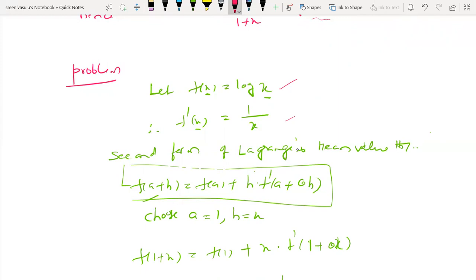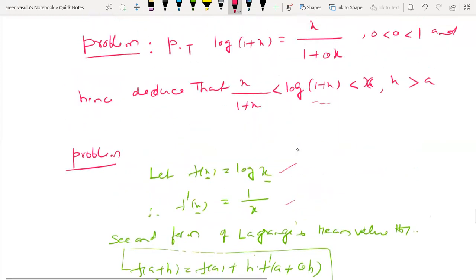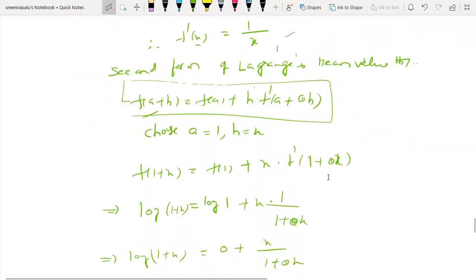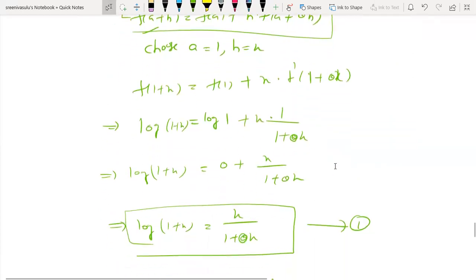a plus theta h. Now in our problem, a value is 1, b value is x. Choose a equal to 1, h equal to x. Just substitute a plus h in the formula. We get f of 1 plus x equal to f of 1 plus x into f dash of 1 plus theta x. That implies f of x equals log x, therefore f of 1 plus x equals log of 1 plus x on the left hand side. Right hand side is x into 1 by 1 plus theta x.